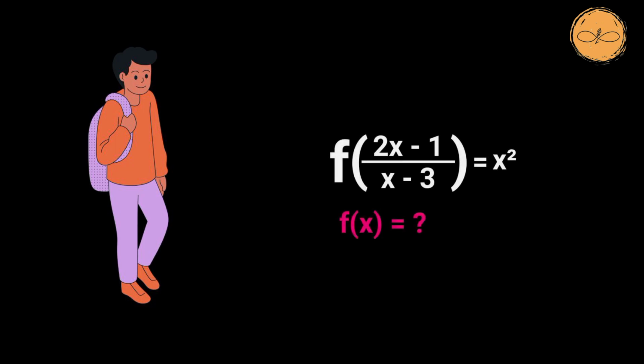In this video we're going to solve a functional equation. We have f of the quantity (2x - 1)/(x - 3) equals x squared, and we're going to find f of x. Can you figure it out? Let me know your answer in the comments section.